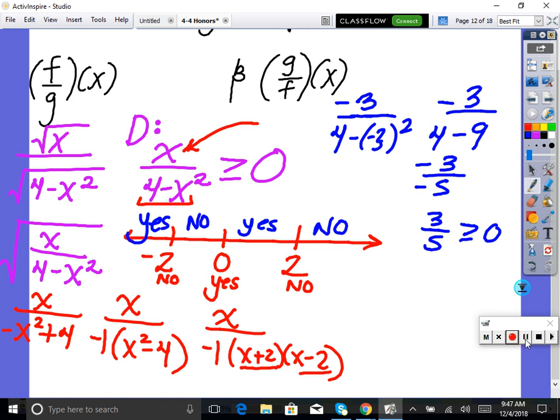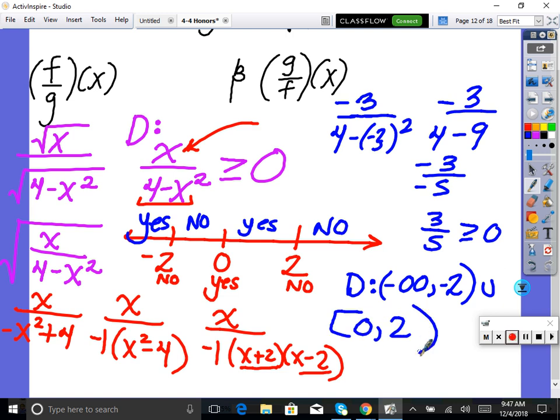So if you test values, you'll see this comes out to be true. Okay, everybody? So then from there, there's your answer. So now our domain, all the yeses and noes tell us, is negative infinity up to negative 2, not including negative 2, union, and then from 0 to 2. The yes is on the 0, so bracket 0 up to 2, no on the 2. So everybody see how to do the domain?